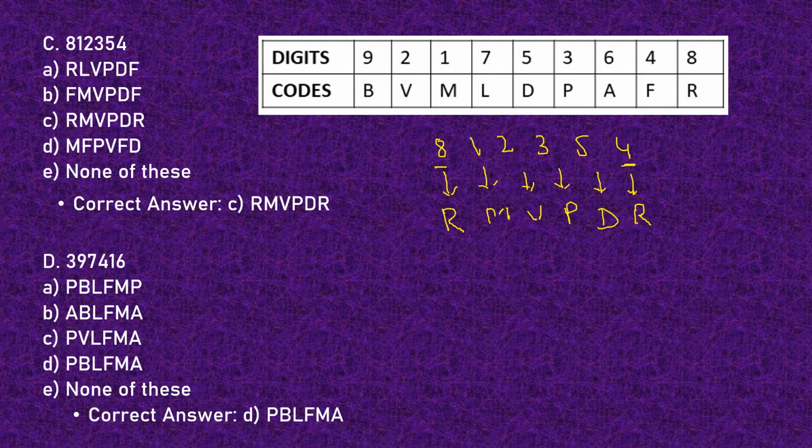So what do we get? We get R, M, V, P, D, R. This is the correct answer. R, M, V, P, D, R. This is how we need to go about this question.